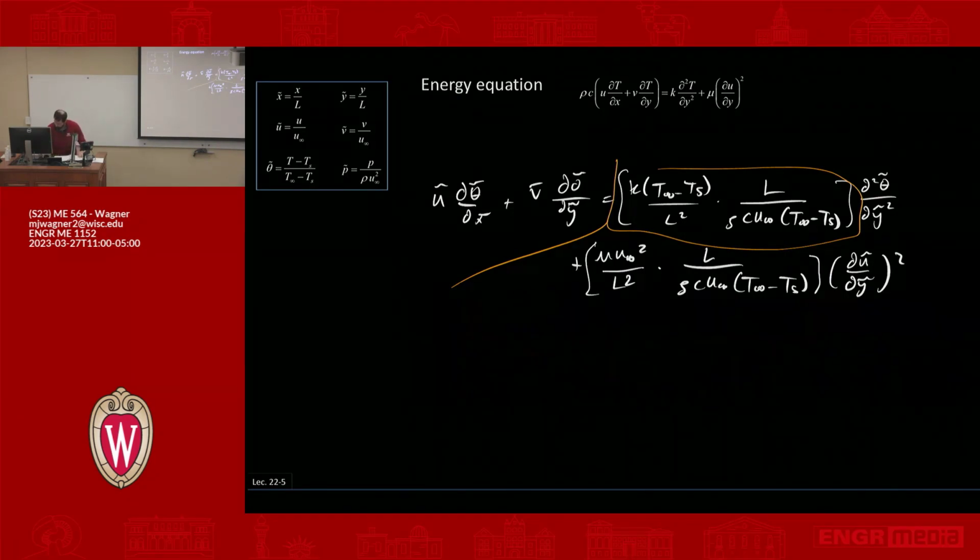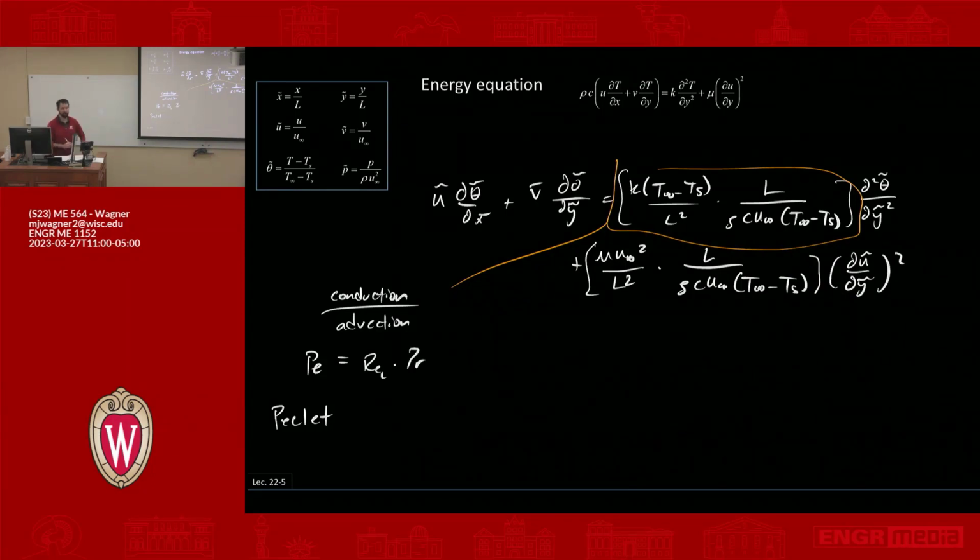So on the left-hand side, we have conduction over advection, the movement of energy due to bulk mass flow. So this is something called the Peclet number. The Peclet number is actually Pe is equal to Re sub L times the Prandtl number. So that's the non-dimensional group that comes out of that first part.